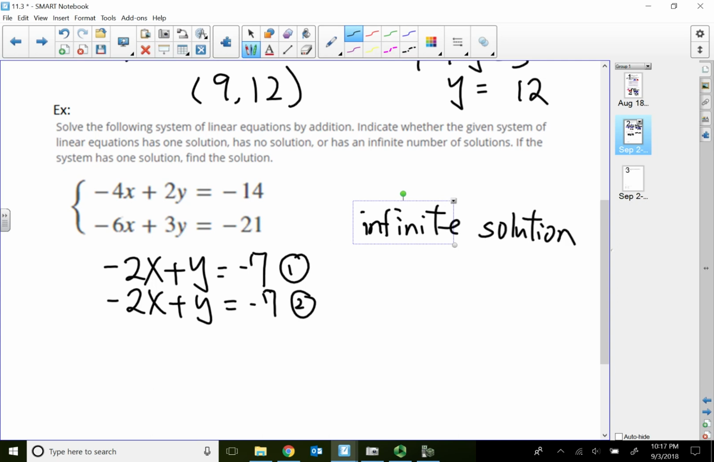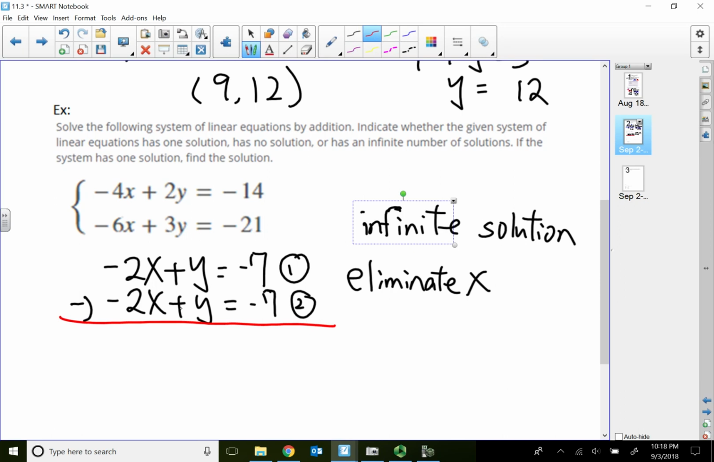Now, if I continue with this problem arithmetically, let's say I'm going to eliminate x in this case. Let me show you what it looks like real quick. Since the coefficients of variable x are exactly the same and they have the same sign, we subtract to eliminate. Let's see what happens if I subtract.